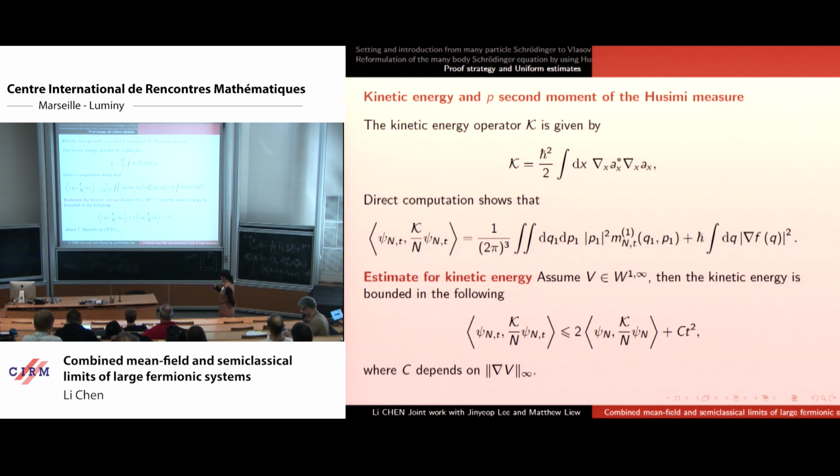Because so far we just work with the nice potential, we didn't do so much effort in getting the kinetic energy. We just computed in a very rough way that, suppose the gradient of V is bounded, then direct computation shows that the kinetic energy at any time will be bounded by the initial kinetic energy plus t squared.